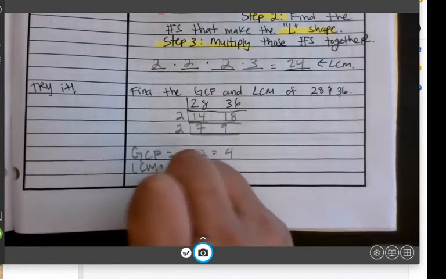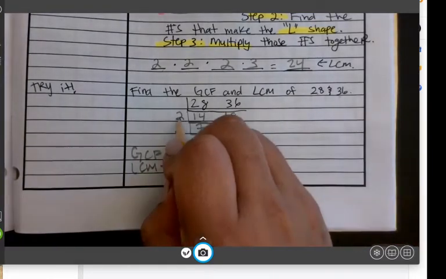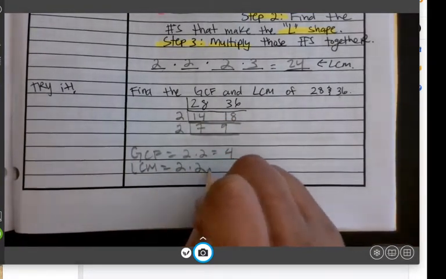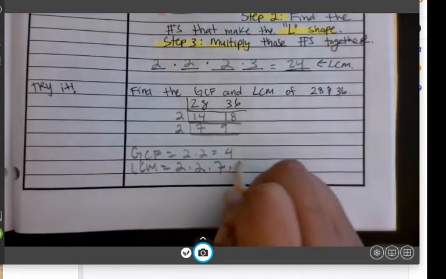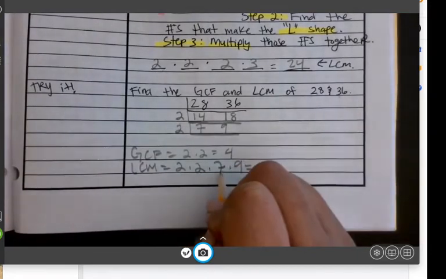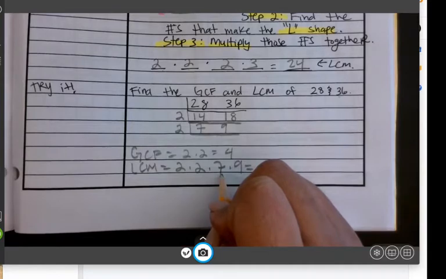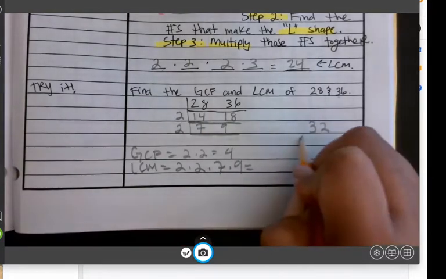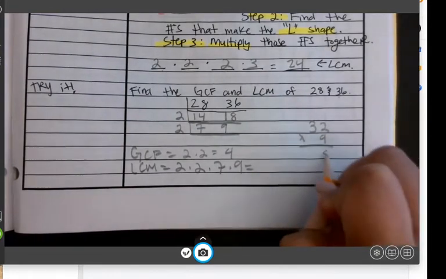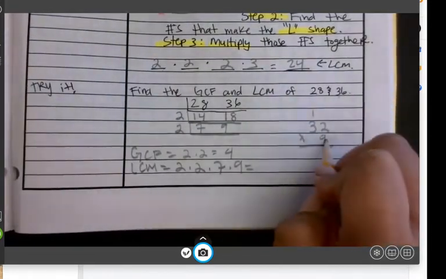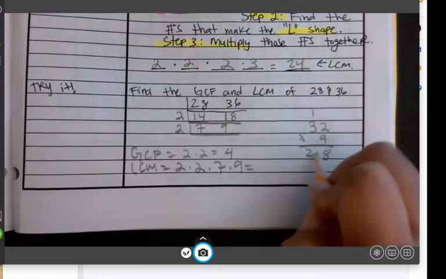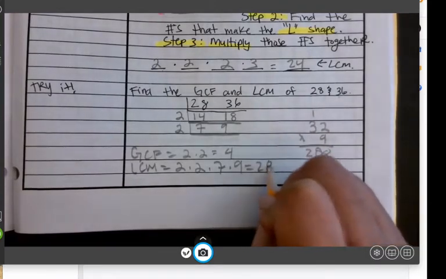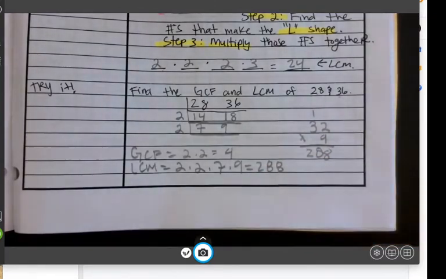And my LCM is my verticals and my horizontals. 2 times 2 is 4. 4 times 7 is 28. 28 times 9 is 252. So our GCF is 4, and our LCM is 252.